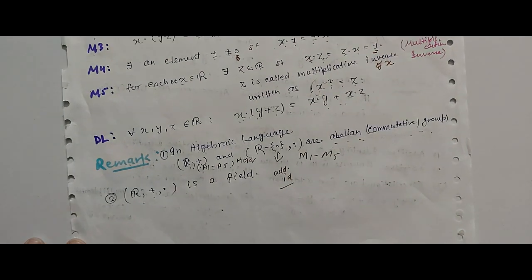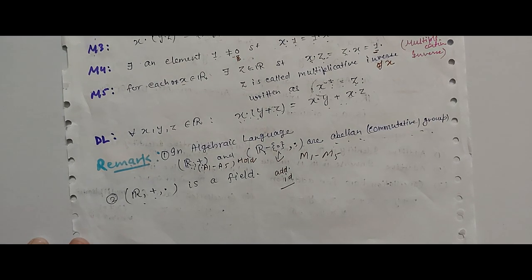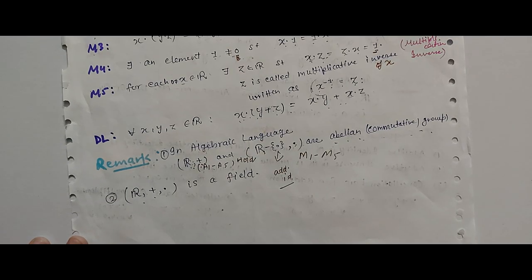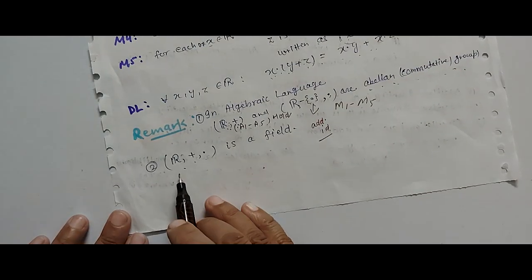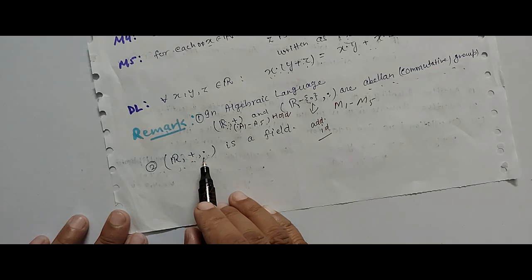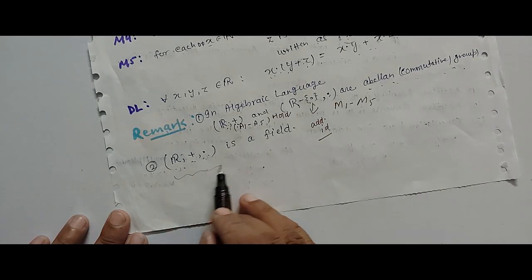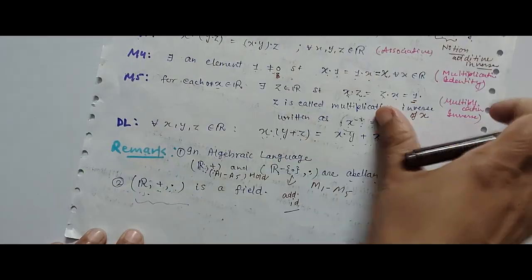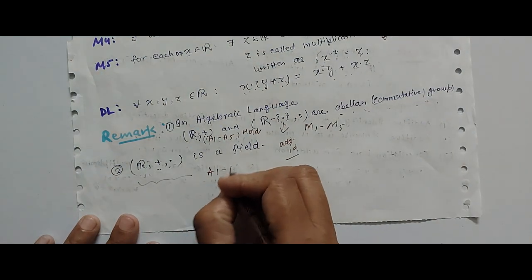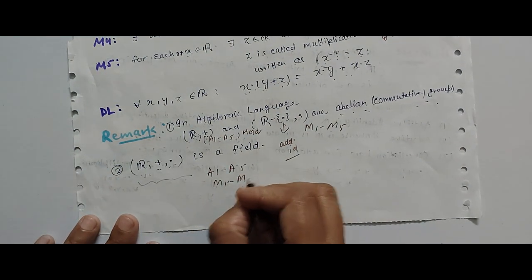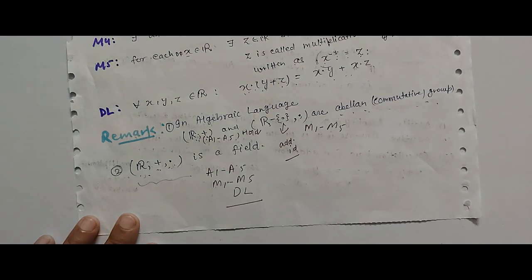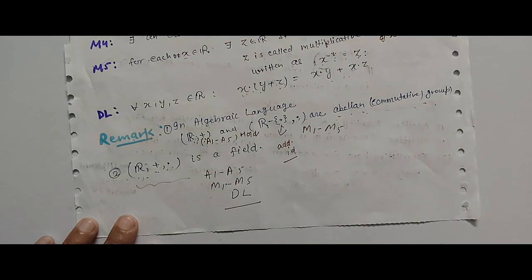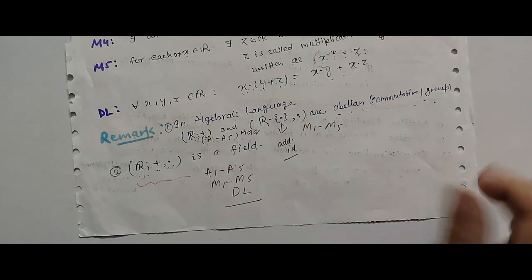Fine. So R is an abelian group with respect to addition, and R excluding the additive identity with respect to multiplication is also an abelian group. Now next, if you take both operations, addition and multiplication, with R, then this algebraic structure with all these axioms, A1 to A5, M1 to M5, and the distribution law, forms a field. So this is in terms of algebra.